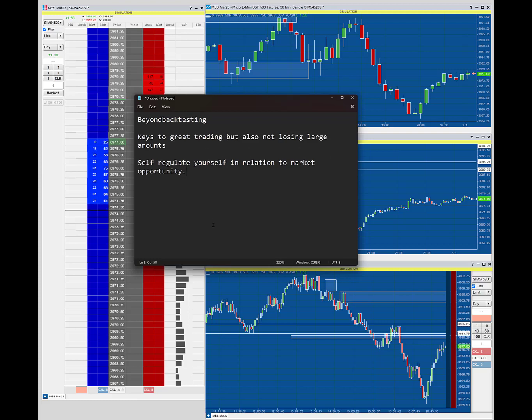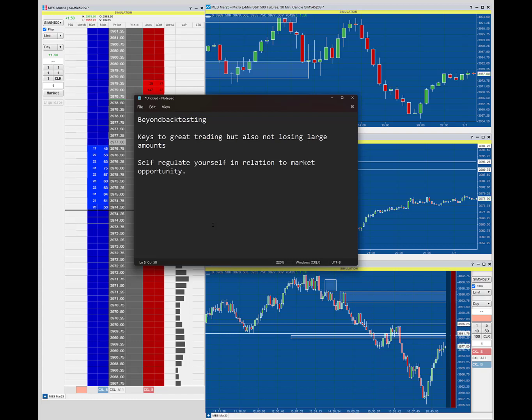I'll say that again: the ability to self-regulate yourself in relation to market opportunity. It's not enough to be able to self-regulate, and it's not enough to identify market opportunity. It's the combination of how one is able to regulate oneself in relation to that market opportunity that really defines great trading.